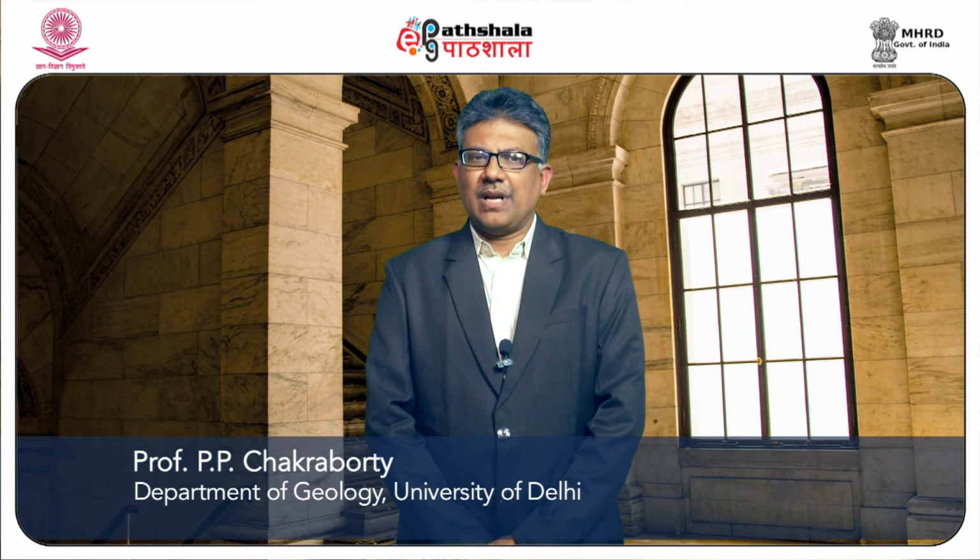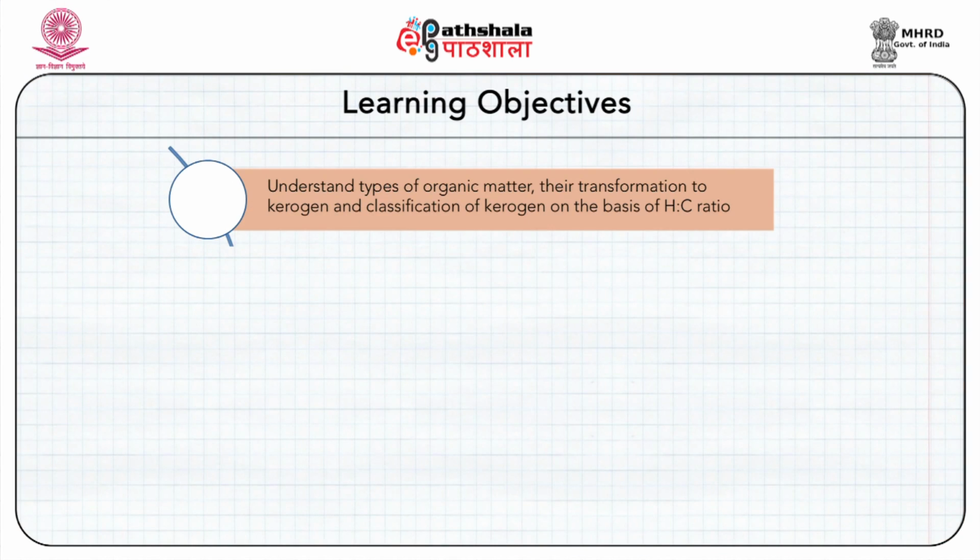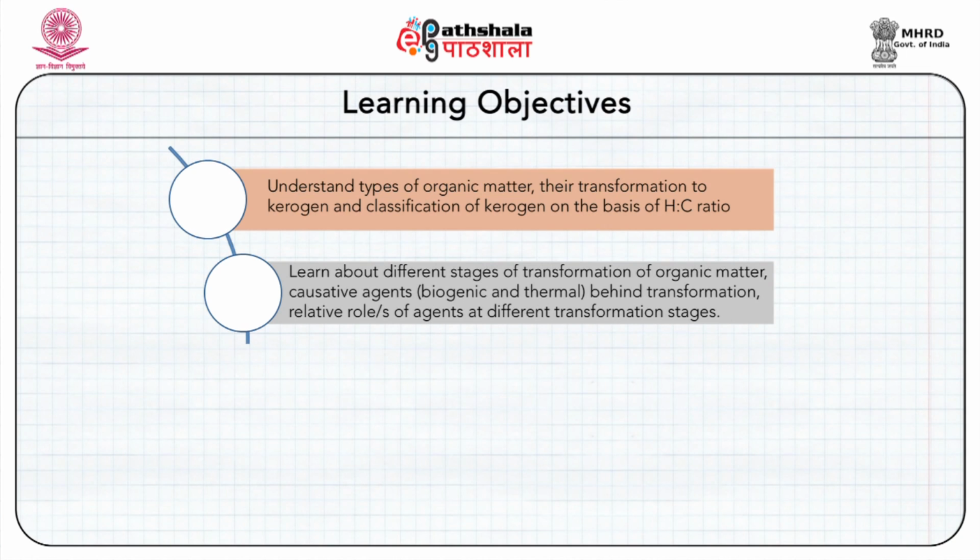Now, after studying this module, you shall be able to understand types of organic matter, their transformation to kerogen and classification of kerogen on the basis of hydrogen to carbon ratio. You will be able to learn about different stages of transformation of organic matter, causative agents, that is biogenic and thermal, behind this transformation process and relative roles of agents at different transformation stages.